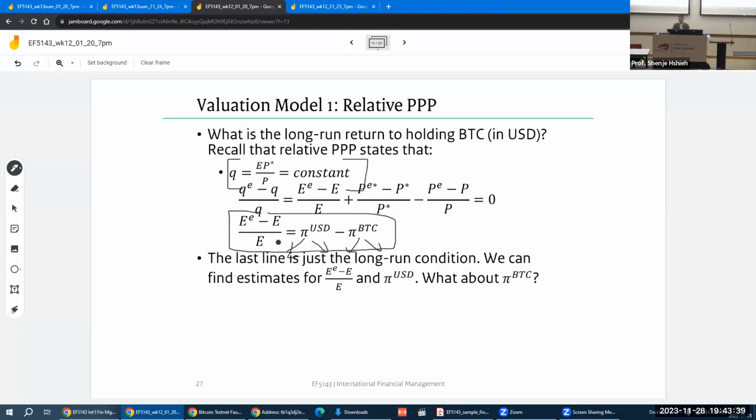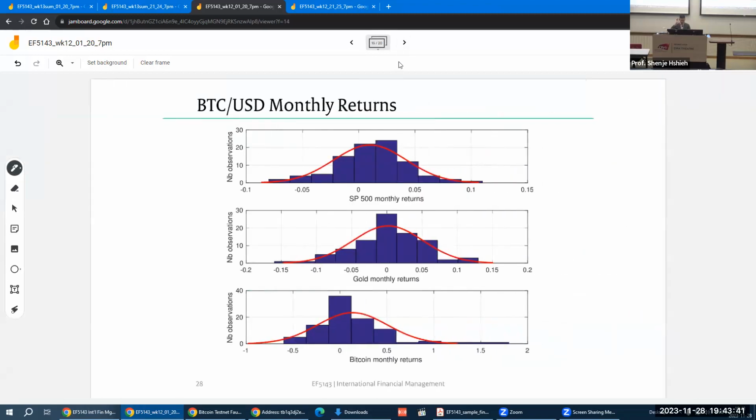So let's look at Bitcoin returns. I apologize. The way it's written, BTC is the foreign currency and USD is the domestic currency. And we're going to look at its monthly returns in terms of US dollars. We're going to compare it to two different types of assets: the S&P 500 index, and the monthly returns on gold.